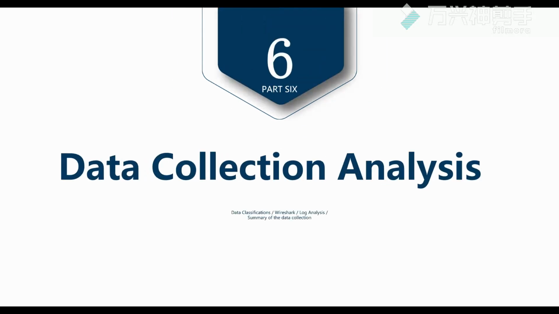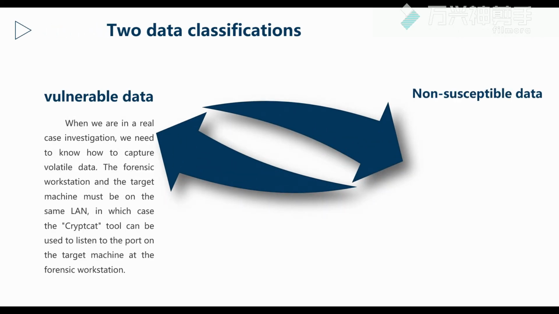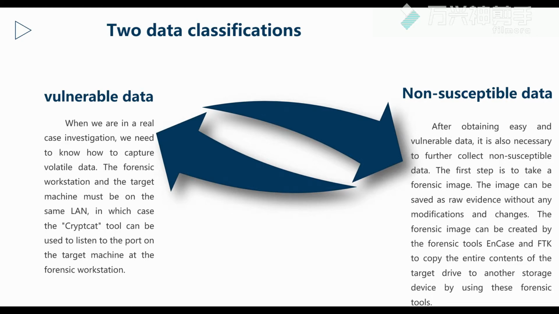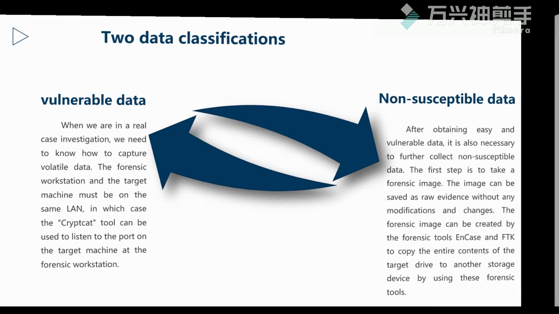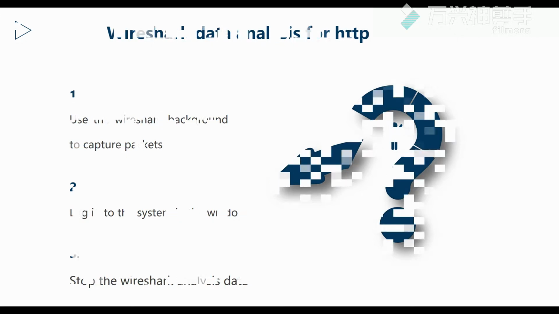Okay, next I will introduce the data collection analysis, which is a very important part of our whole project, including data classification, where the Wireshark tool is used, log analysis, and a summary of data collection. The first thing is the classification into two different types, which are valuable data and non-susceptible data. The next part is what the Wireshark data analysis does for HTTP. The first step is to use Wireshark in the background to capture packets. The second is to log in to the system in Windows. And the third is to stop the Wireshark capture and analyze the data.